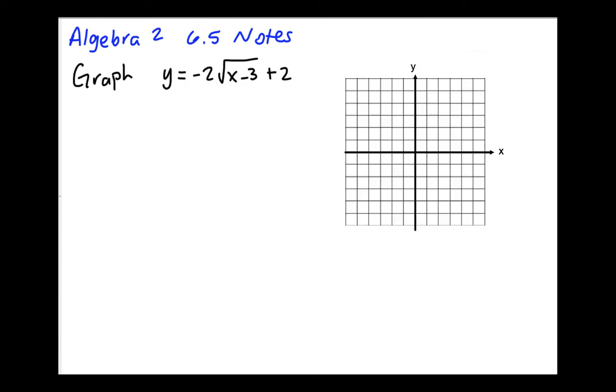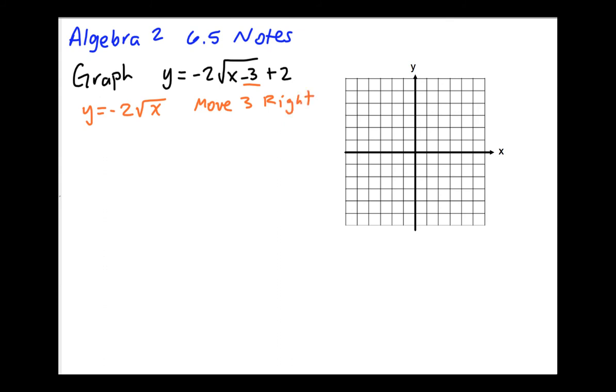All right. So graph y equals the square root of negative 2x minus 3, plus 2. Well, what we want to do is we want to look at the graph of y equals negative 2 times the square root of x. And then this minus 3 right here means we're going to move 3 right.